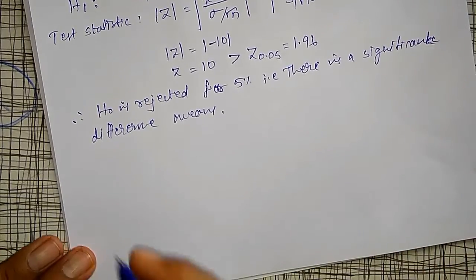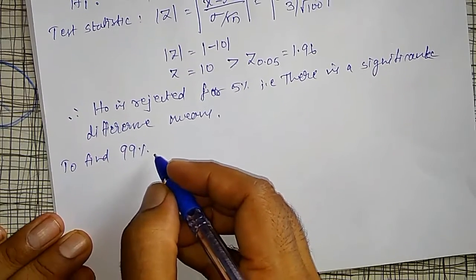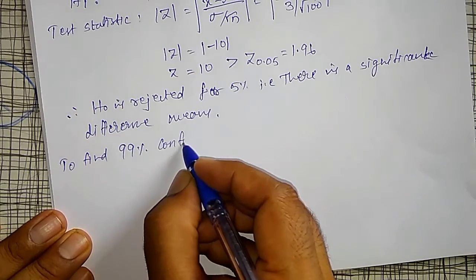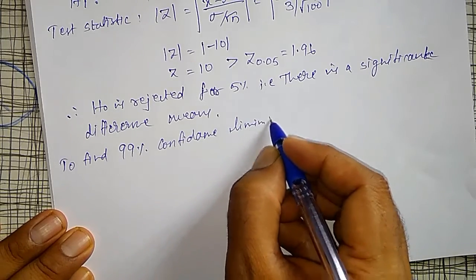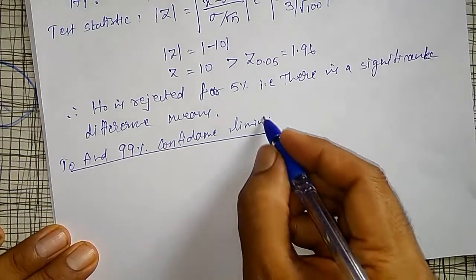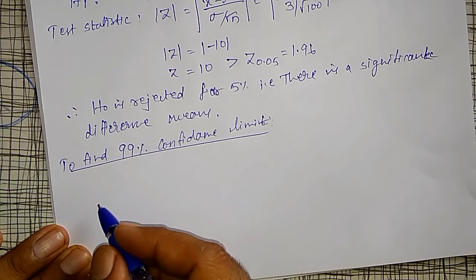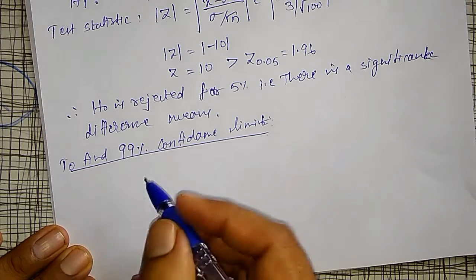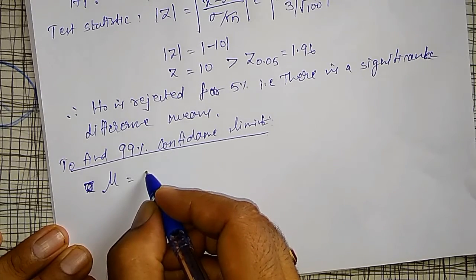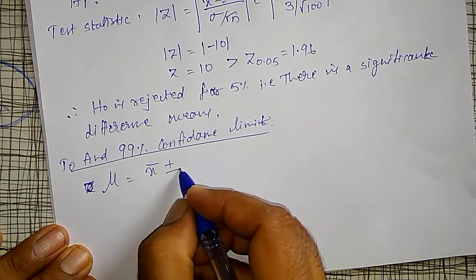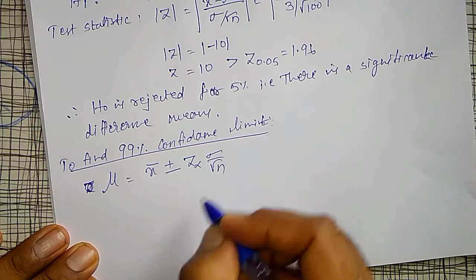confidence interval I have to find out. To find 99% confidence limit, okay, confidence limit I have to find out. That is given by, sorry, mu is equal to x bar plus or minus z alpha into sigma divided by root n.